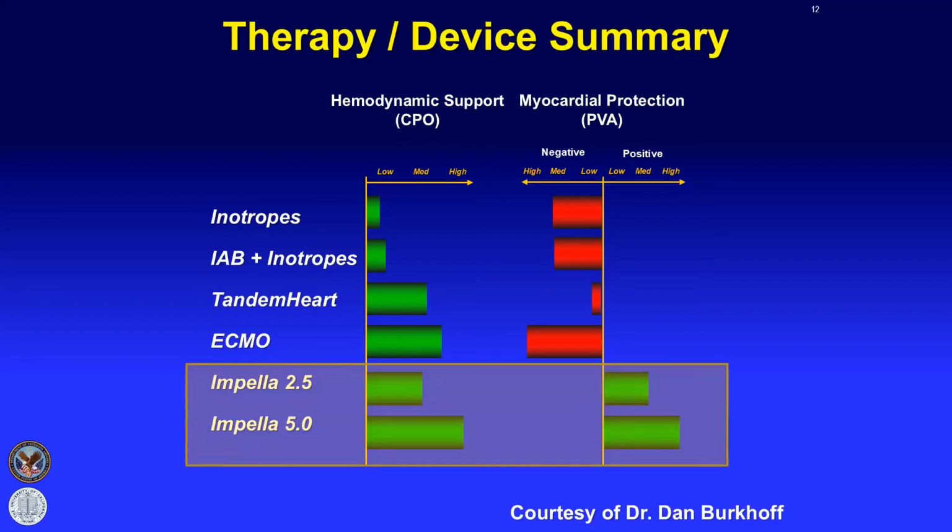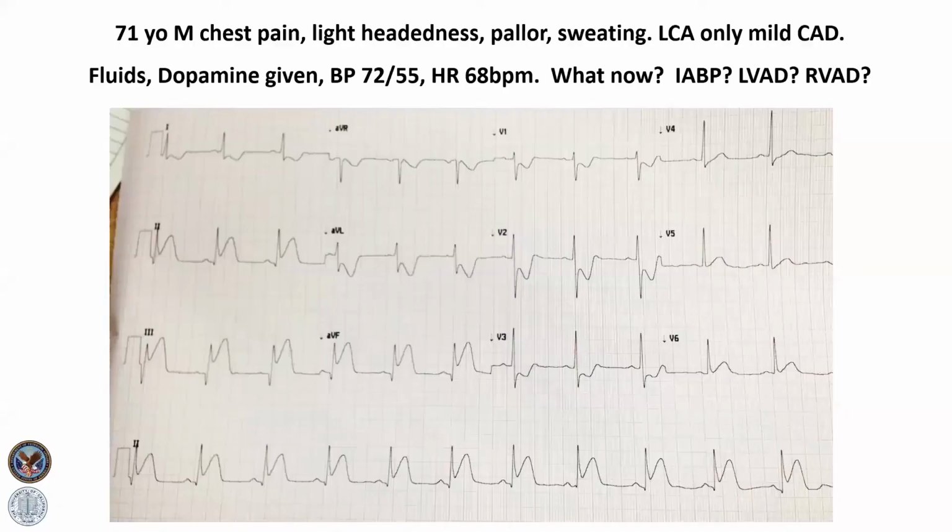Now let's just shift gears. You have a 71-year-old man. He has chest pain, lightheadedness, pallor, sweating. He has this EKG showing a significant inferior acute myocardial infarction. He receives fluids and dopamine because he's hypotensive with blood pressures in the 70s, heart rate's only 68.